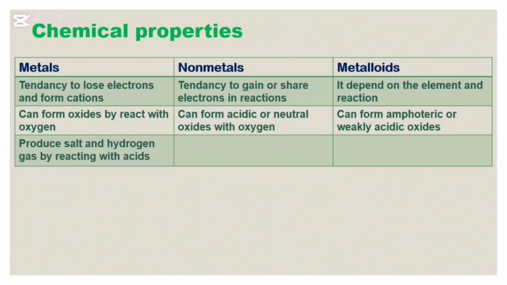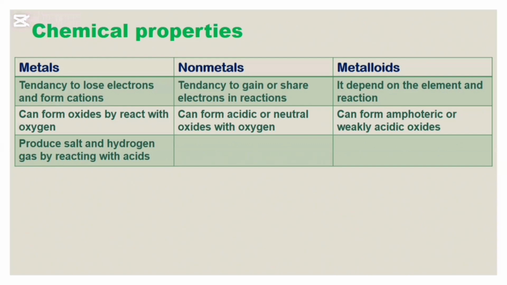Now let's talk about their chemical properties. Metals have the tendency to lose electrons and form cations. They can also form oxides by reacting with oxygen. And they produce salt and hydrogen gas by reacting with acids. Nonmetals have the tendency to gain or share electrons, mostly they gain electrons. They can also form acidic or neutral oxides with oxygen.